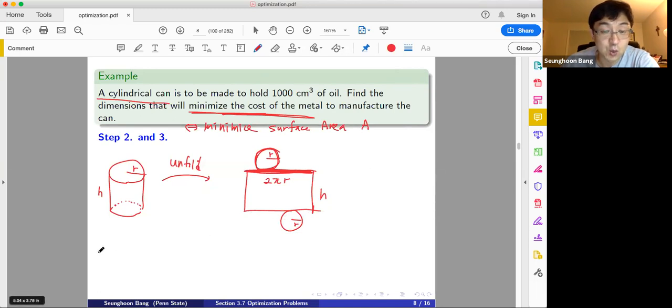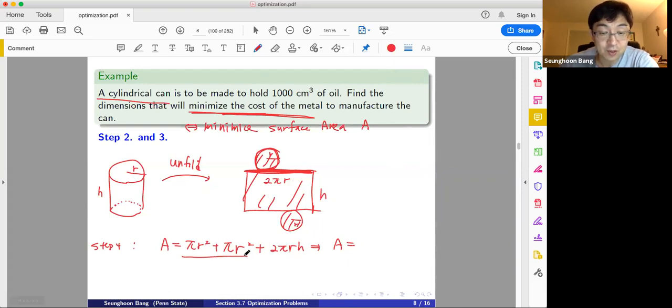2 pi r. So what is area A? You can define the equation for area A. Step 4. Area A is the 2 circles. One circle is pi r square, the second circle is pi r square, plus the area of the rectangle. Area of the rectangle is the width times length. Length is 2 pi r times h, so we have 2 pi r h. So A equals pi r squared plus pi r squared, which is 2 pi r squared, plus 2 pi r h.